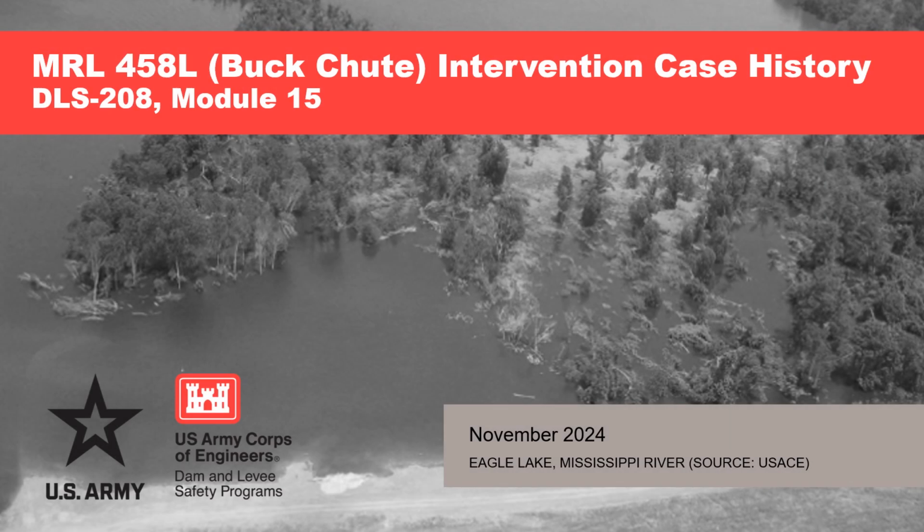This presentation is a continuation of the case history of the 2011 Mississippi River flood at Chute Levee. The first part of the case history examined the flood event and evaluated the factors that made backward erosion piping more likely and less likely to occur. This portion of the case history will examine the intervention activities that were performed at Chute and evaluate their effectiveness at the prevention of levee breach due to BEP.